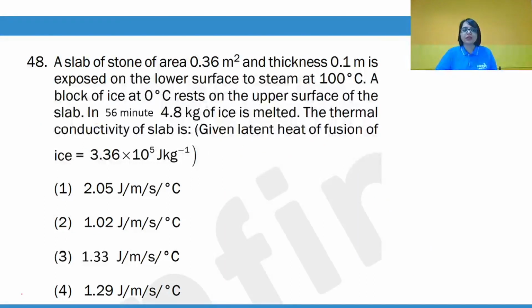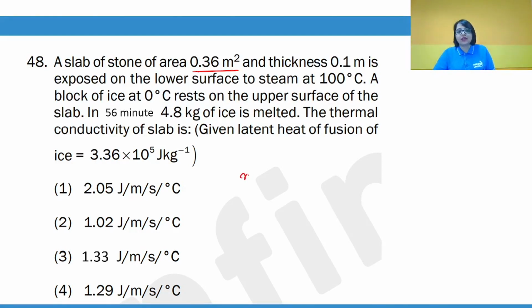Question number 48. A slab of stone of area 0.36 meters square and thickness 0.1 meter is exposed on the lower surface to steam at 100 degrees Celsius. A block of ice at 0 degrees Celsius rests on the upper surface of the slab. In 56 minutes, 4.5 kilogram of ice is melted. The thermal conductivity of the slab is?